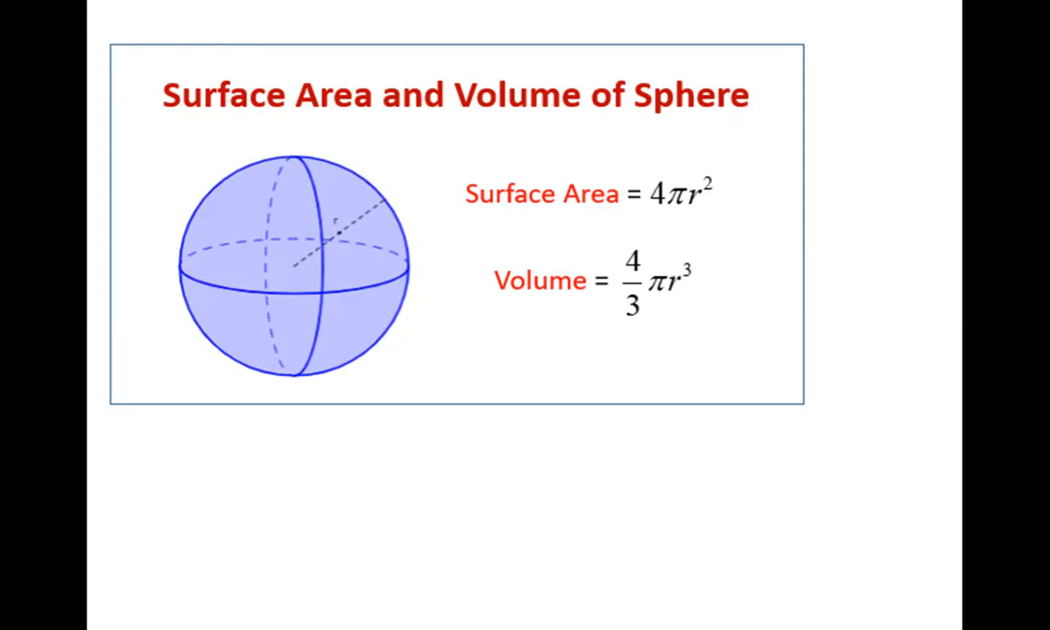And volume means the capacity of the sphere. For it you get 4/3 pi r cube. Remember this formula. So look here, why is it 4 pi r square?